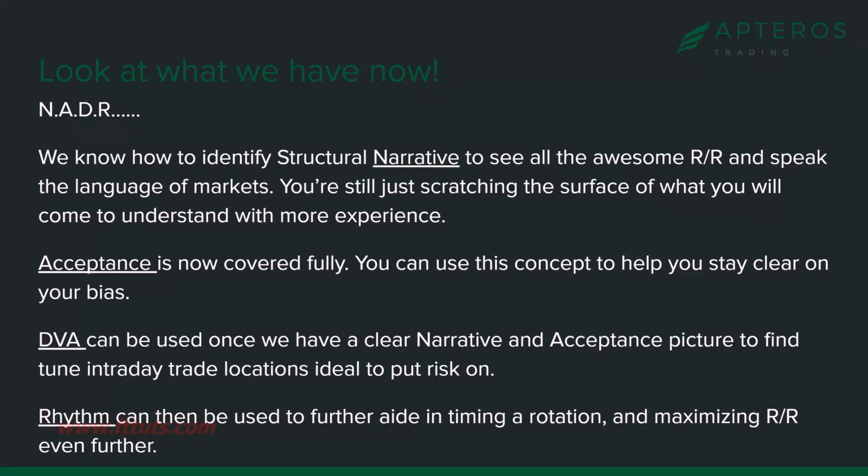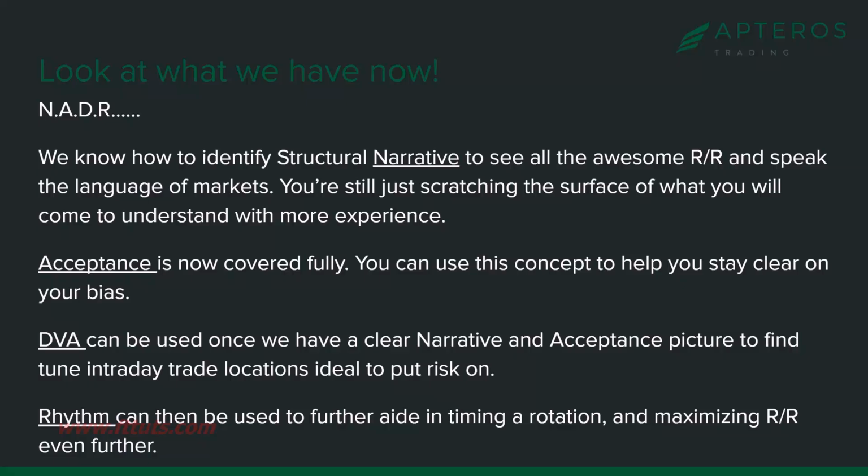Have you guys been keeping up with the acronym in this NADRO course? We've got NADR. We can identify a structural narrative, there's the N, to see all this awesome risk reward and speak this language of markets. We have acceptance, the A, that's been covered fully. You can now use this concept to stay clear on your bias at any point in time during the day. Should I be looking long? Should I be looking short? Given that there's a reason to do anything, right? Acceptance has to have a good reference in order for us to use the concept of acceptance. It doesn't just exist in open space.